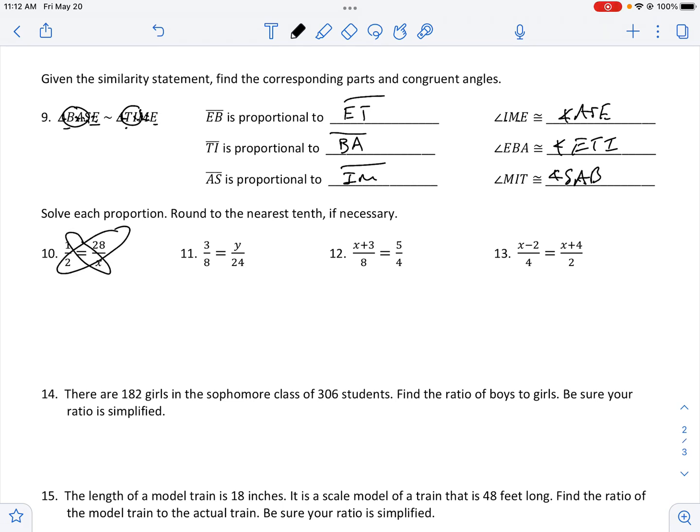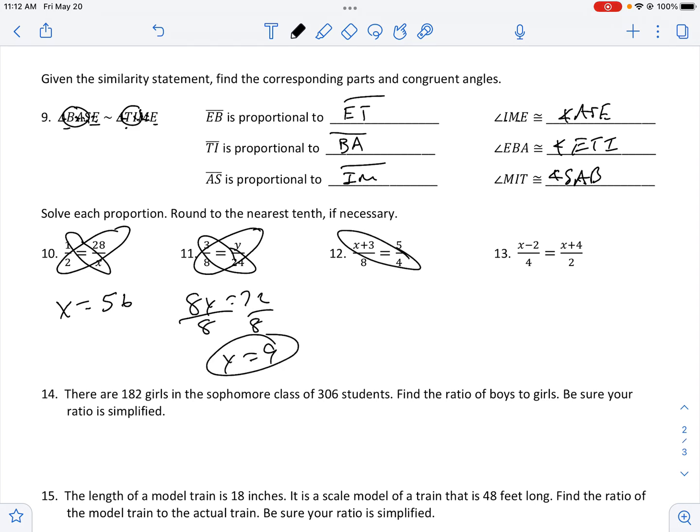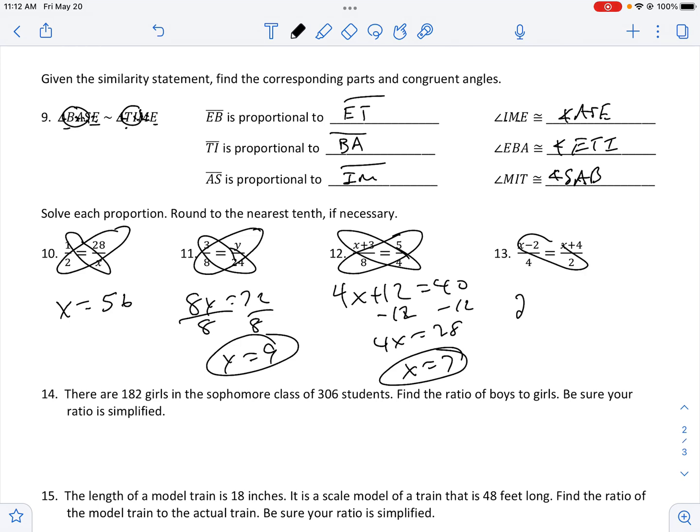All right, the proportion's already set up, so we cross multiply. X equals 56. 8y equals 72. When you cross multiply here, though, be careful. You need to multiply both of those things. Minus 12. Divide by 4. Again, cross multiply to everything. Get your x's together. Get your constants together. Divide by 2.